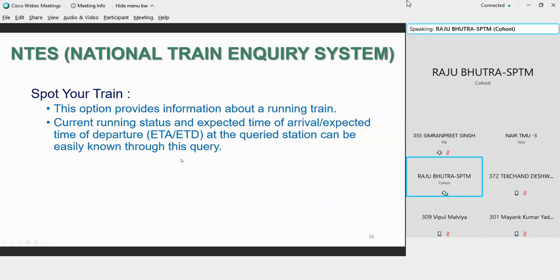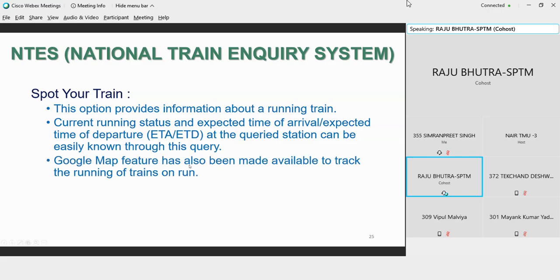through this query. So how the train is running, what is the current running status, what is the expected time of arrival or expected time of departure, that is ETA and ETD, of the train at a queried station, means a specific station. The passenger can choose any specific station, and what will be the expected time of arrival or expected time of departure of that train at a particular station, that can be easily known by using this query.